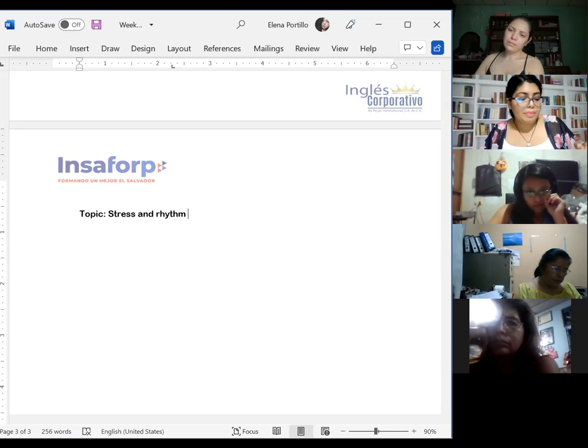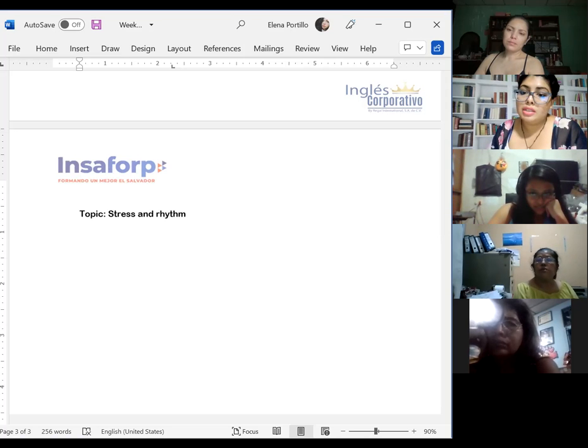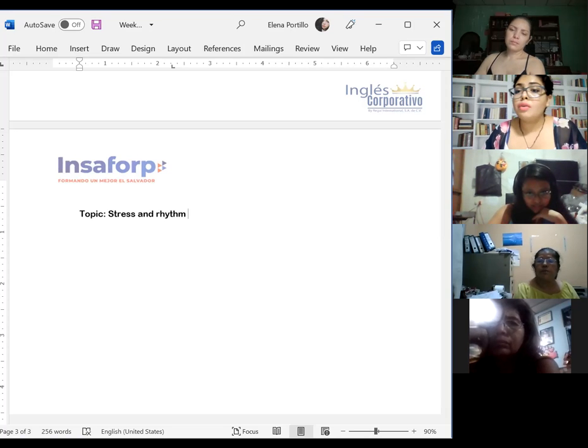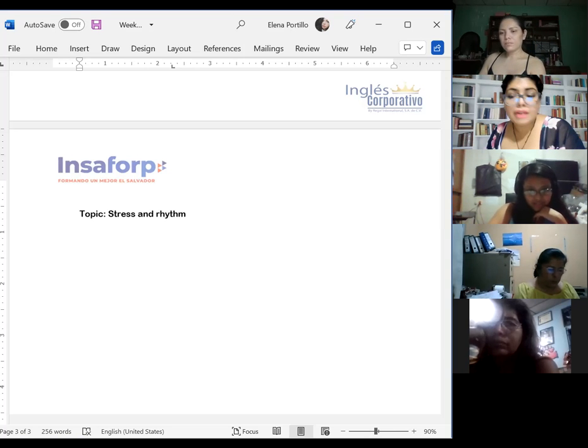So in this case, in the acquisition of a second language, or in the way to have a perfect pronunciation, we need to pay attention to the stress and to the rhythm of the words or the sentence that we are using in this language. So in this case, we have an article. We are going to explore the information that we have found in an article that is very important because we are going to know how to acquire those skills.